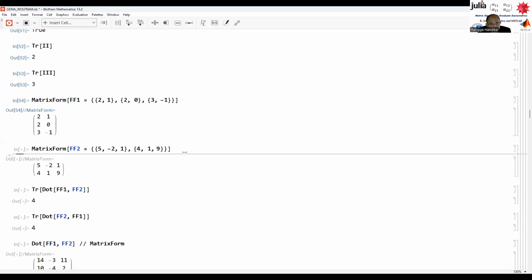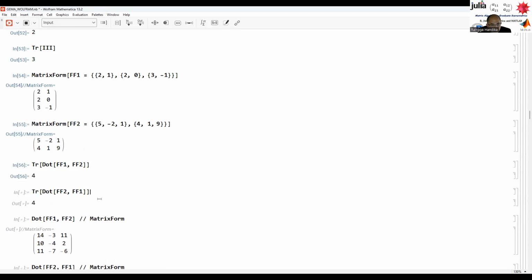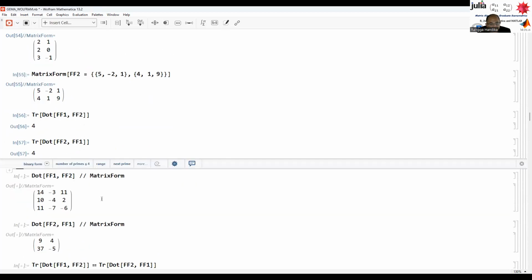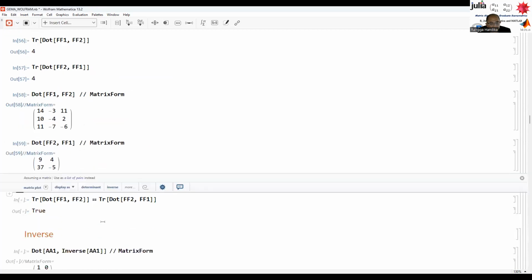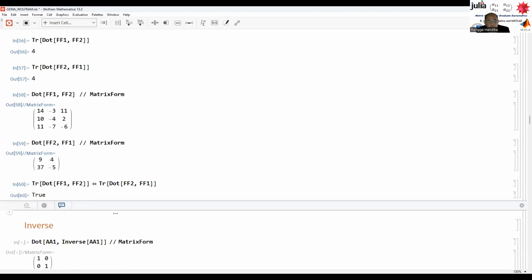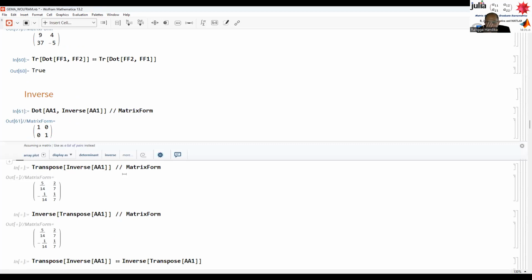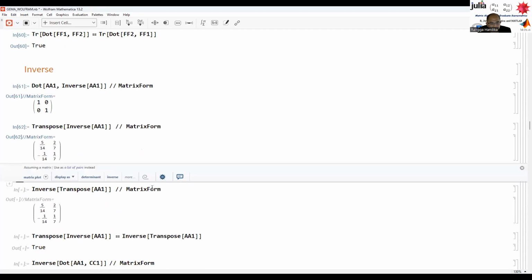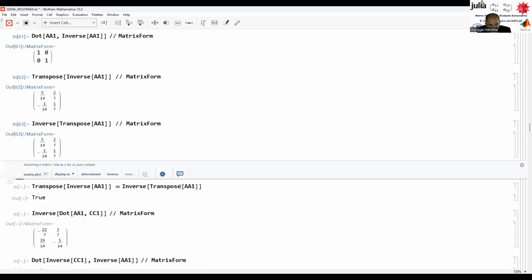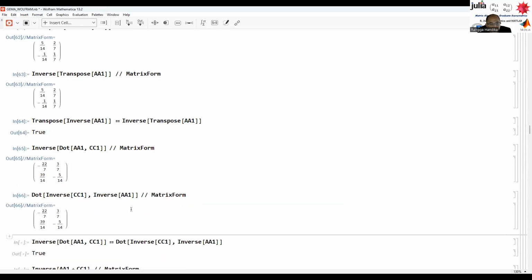So how about the matrix multiplication? Again, you need to write Dot here. So the trace of F1 dot F2 will be similar to F2 dot F1. Even though F1 F2 will be different from F2 F1, the trace is the same. How about the inverse here? You can see A multiplied by the inverse of A will be the identity matrix. So the transpose of the inverse of A will be equal to the inverse of the transpose of A, and so on. Let's go here.